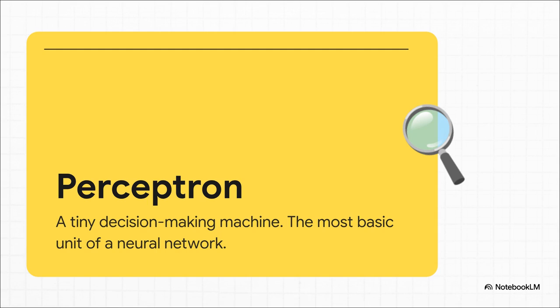So, what is a perceptron? Just think of it as a tiny little machine that can only make one simple decision. Yes or no. That's it. It's the most basic unit, kind of like a single Lego brick of those giant structures we call neural networks.